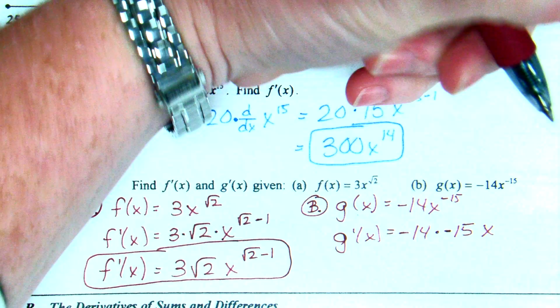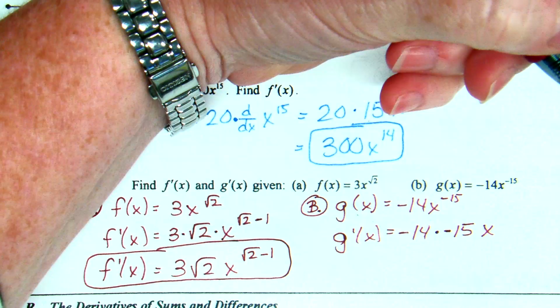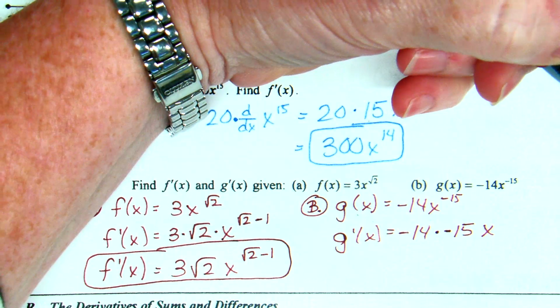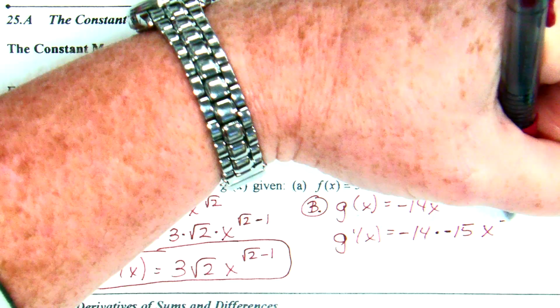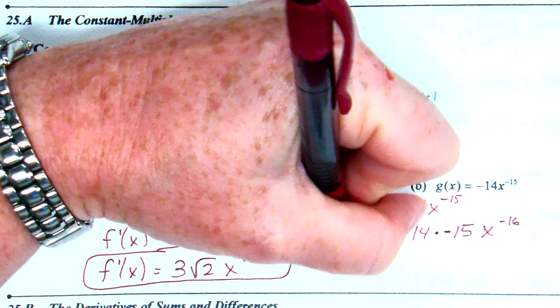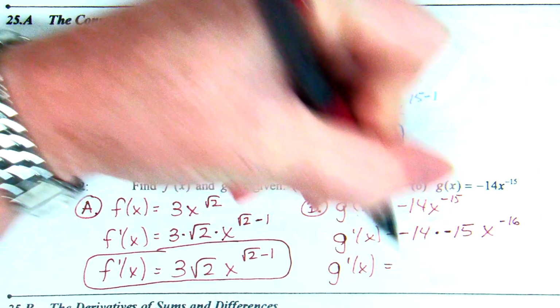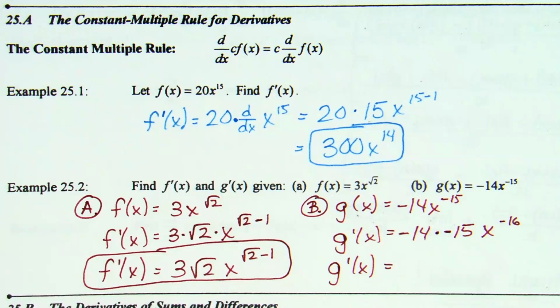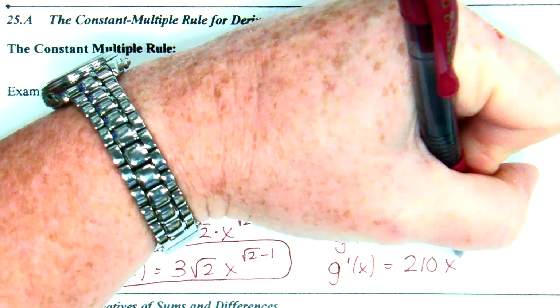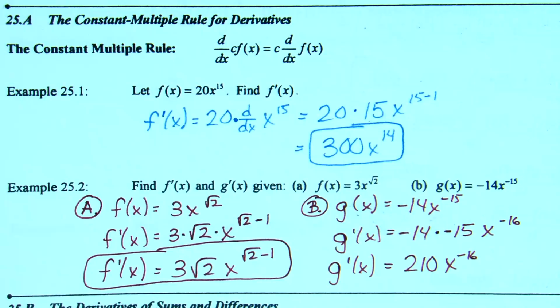x to the negative 16. You guys okay with negative 16? Because it's negative 15 minus 1, right? And so, clean this up. Negative 14 times negative 15 is 210. x to the negative 16th.